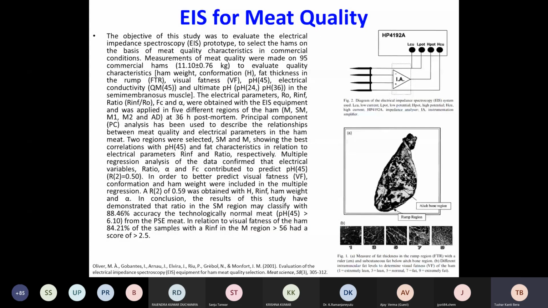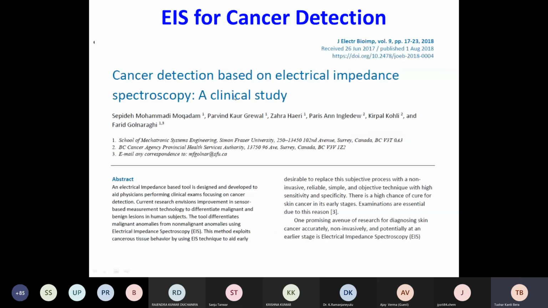If we put the electrodes on the surface, the sensitivity will be a little less. But in case of food, we can insert the needle, that is not a problem. But in case of human beings or disease detection, surface electrodes are always preferred.